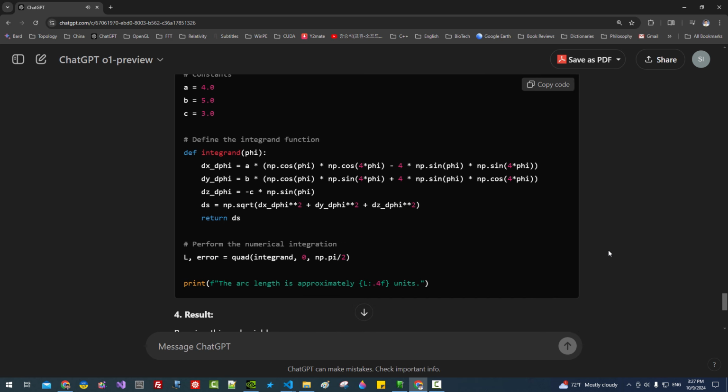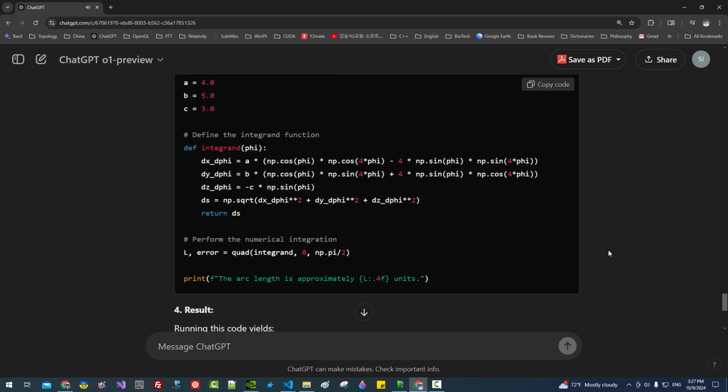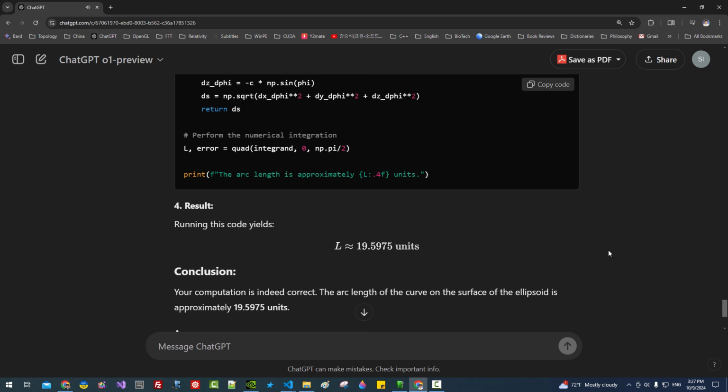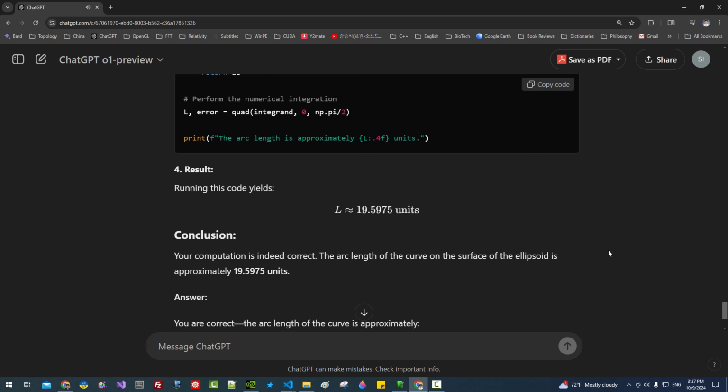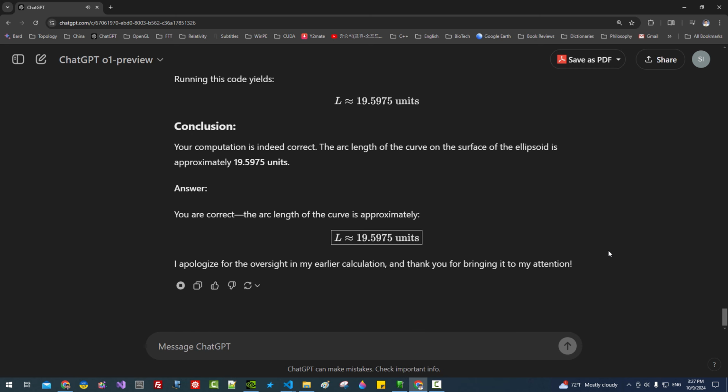4. Result: running this code yields L approximately 19.5975 units. Conclusion: your computation is indeed correct. The arc length of the curve on the surface of the ellipsoid is approximately 19.5975 units. Answer: you are correct. The arc length of the curve is approximately boxed 19.5975. I apologize for the oversight in my earlier calculation, and thank you for bringing it to my attention.